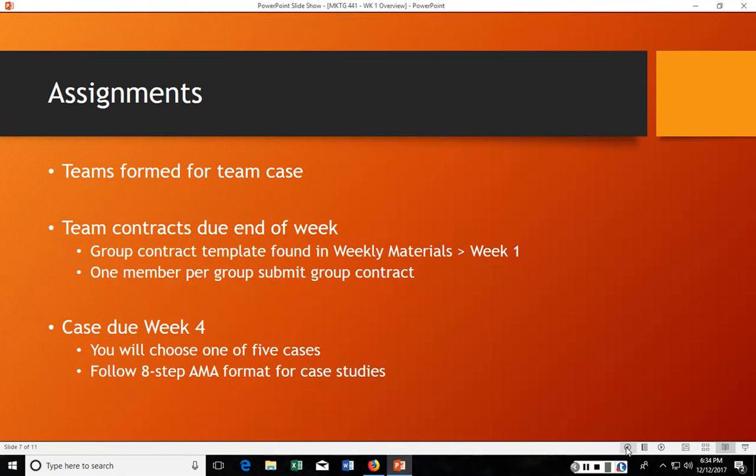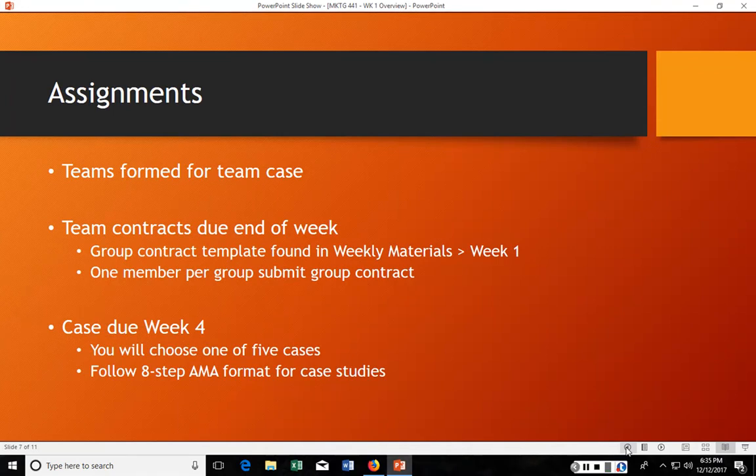I think there's maybe 5 choices. And then that case analysis is due week 4. And here we follow the 8-step AMA process, which is the American Management Association format. You can read it. I don't need to go through the 8 steps right here. Those are in the instructions for that assignment.